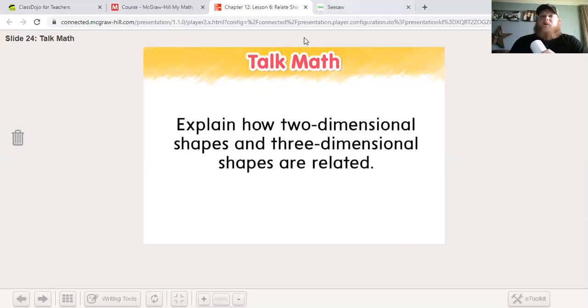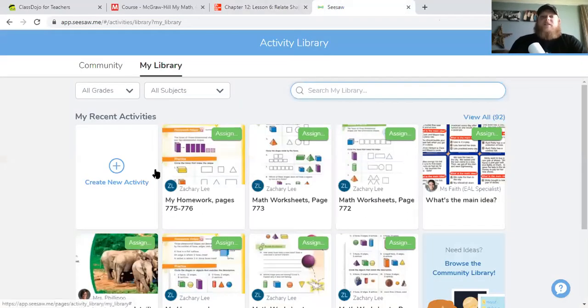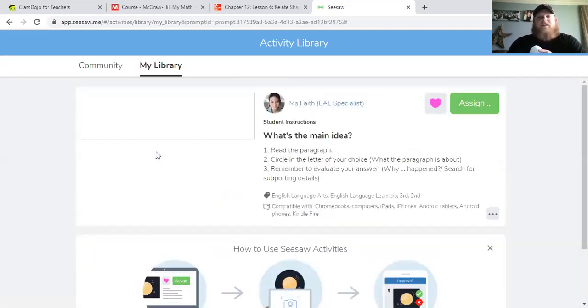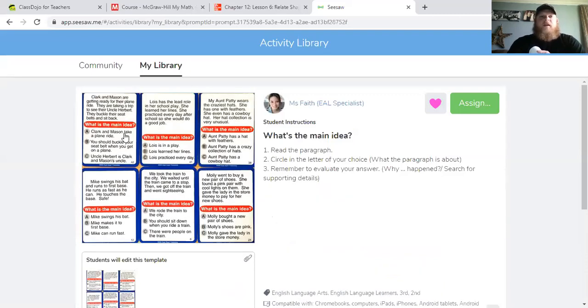All right, so today on Seesaw, you're going to have 2 math worksheet pages. We're not going to do the brain builders today. You're going to have my homework, which is 2. Also, we're going over main idea. So for the main idea, read each paragraph, and you can record it and send it to me if you'd like. Read each paragraph and then circle A, B, or C on what is the main idea of each paragraph.